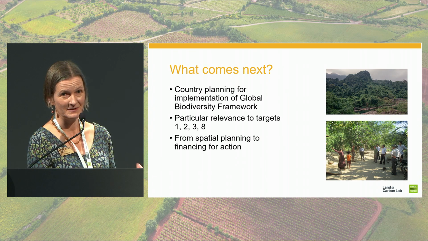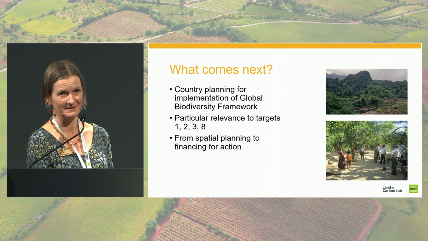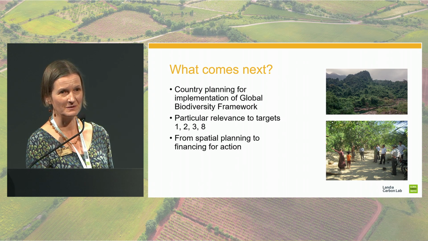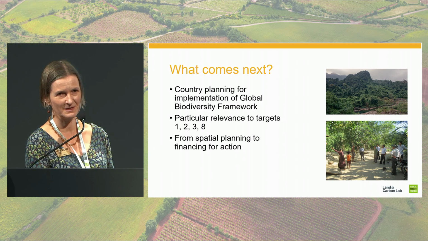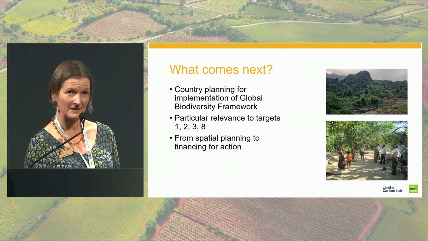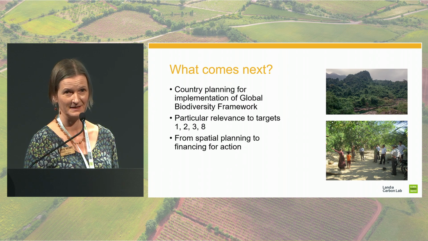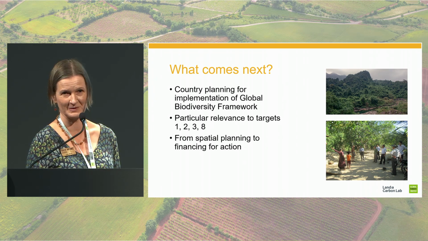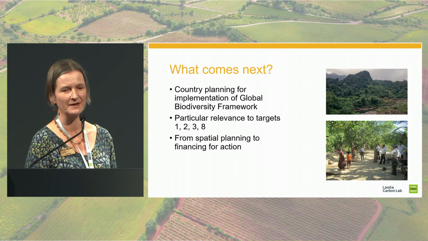Target 1 is all about spatial planning and other effective management. Target 2, restoration. Target 3, conservation. Target 8, nature-based solutions. If countries can think about these things together, they stand a good chance of achieving the kinds of multiple benefits across the sustainable development goals that we're all hoping for.